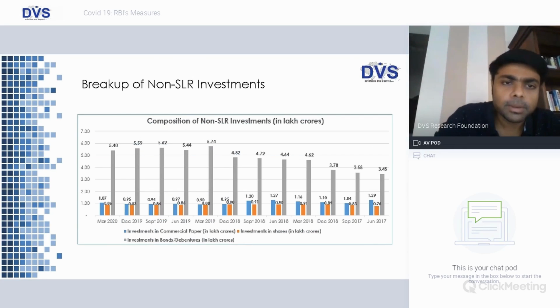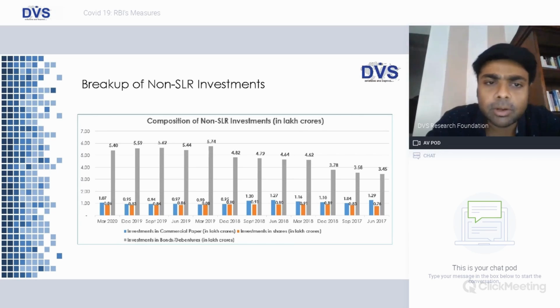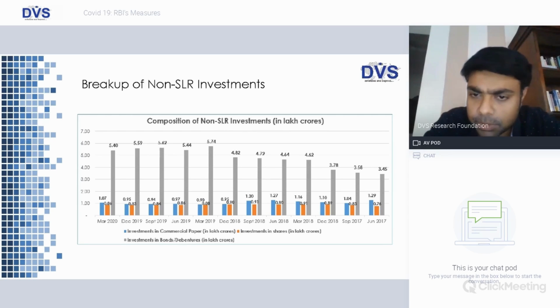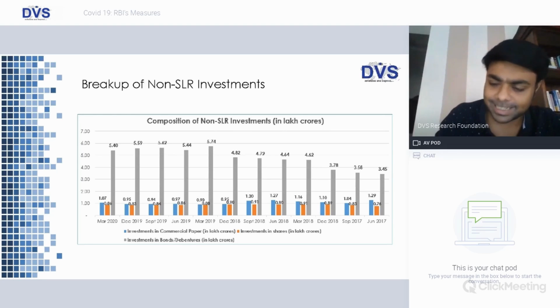So what does this basket of non-SLR investments look at? By and large, the investments are in bonds or debentures, to the tune of 3.5 lakh crores as we speak now. Investments in shares are about 0.76, and investment in commercial paper, which are again debt instruments, is to the tune of 1.3 lakh crores. So there has been a marginal shrinkage in the overall basket of non-SLR investments. To this extent, the funds available via debt instruments or capital instruments have shrunk.